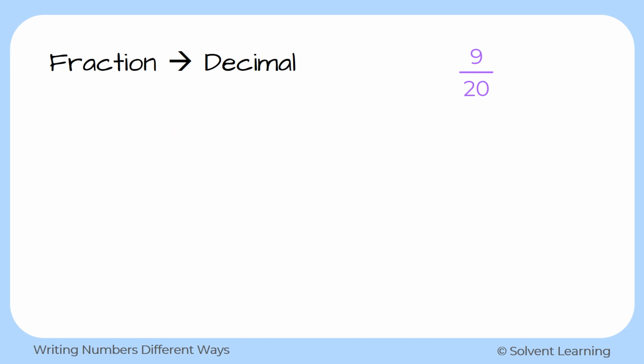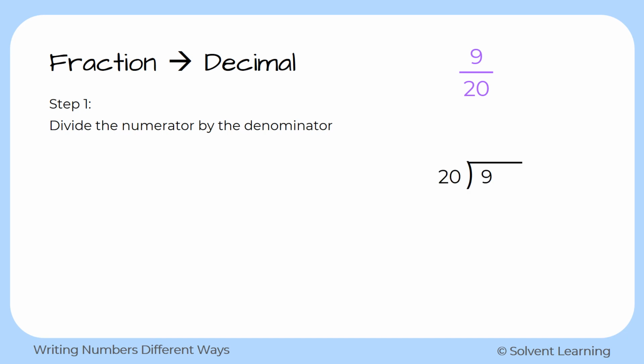Now we'll learn how to convert fractions to decimals. Here we have the fraction 9/20. One thing that's helpful to know about fractions is that they represent division. So we can also look at this as 9 divided by 20. And we're going to use that concept to help us convert this fraction into a decimal. So step 1 is to divide the numerator by the denominator. And we'll do that using long division.